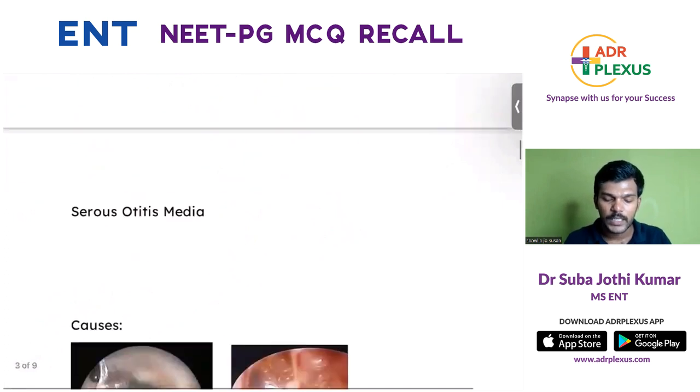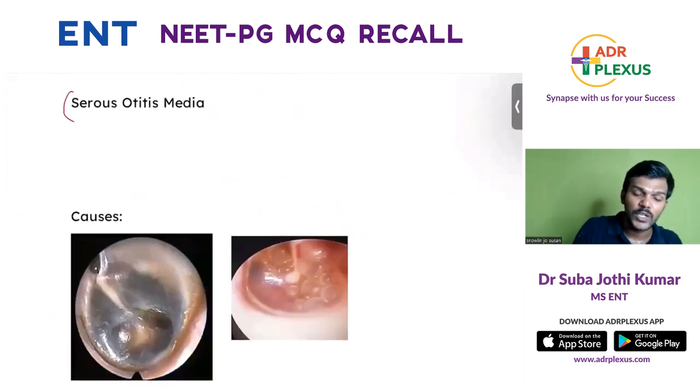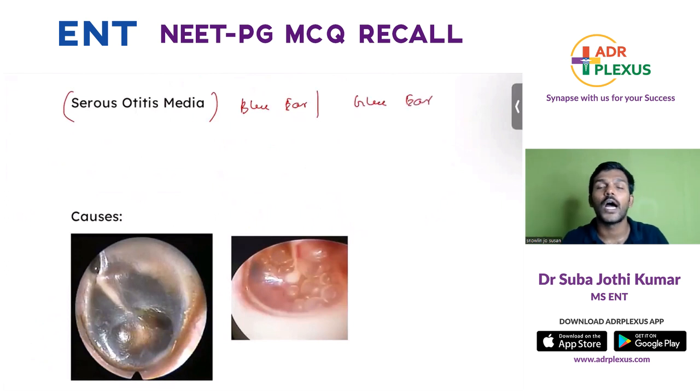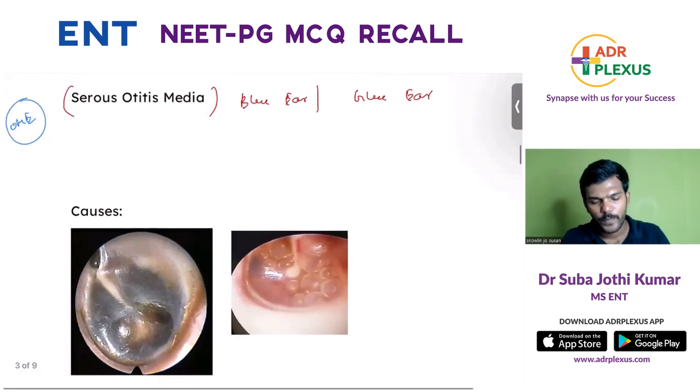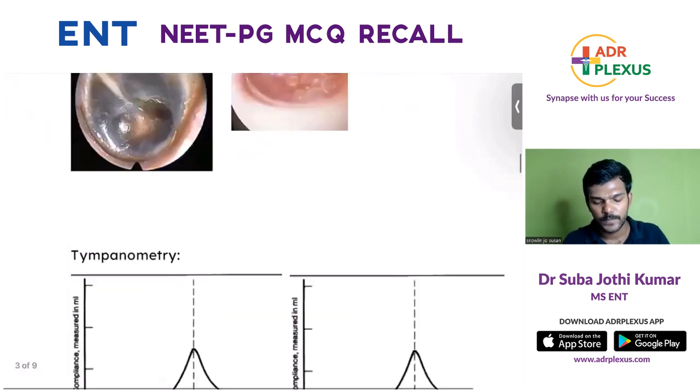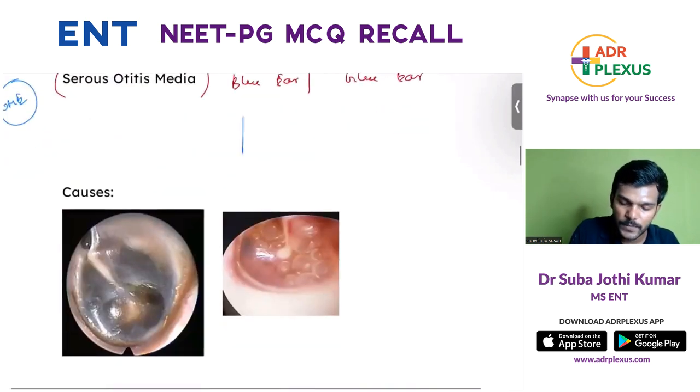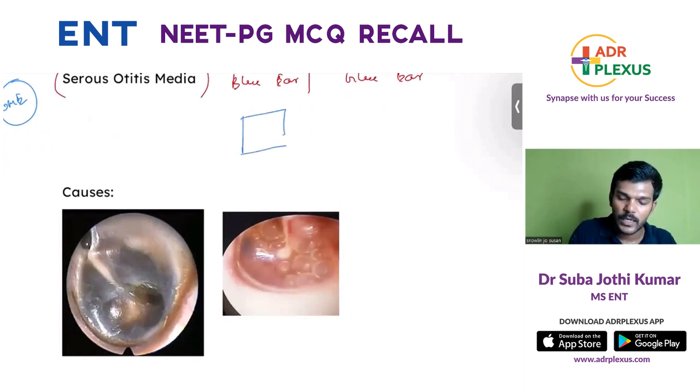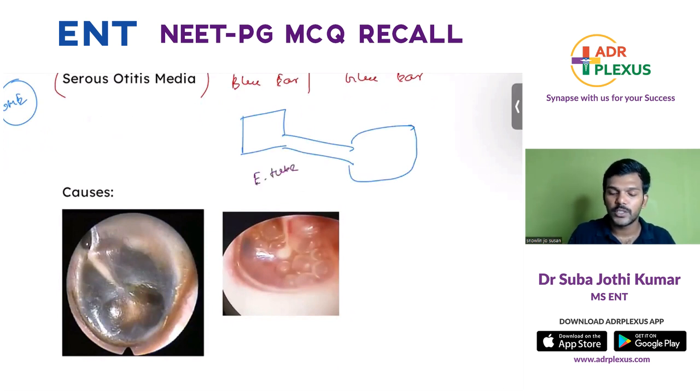Otitis media with effusion is otherwise called serous otitis media or blue ear. These are the other names that you could know for otitis media with effusion. We call it OME. Now, what are the causes of otitis media with effusion? See, we have a middle ear. This middle ear is connected to the nasopharynx with the help of the eustachian tube. Clear? So this eustachian tube will maintain the pressure of the middle ear.